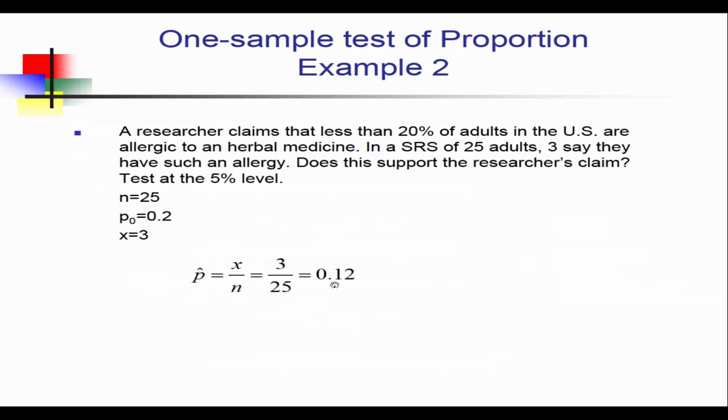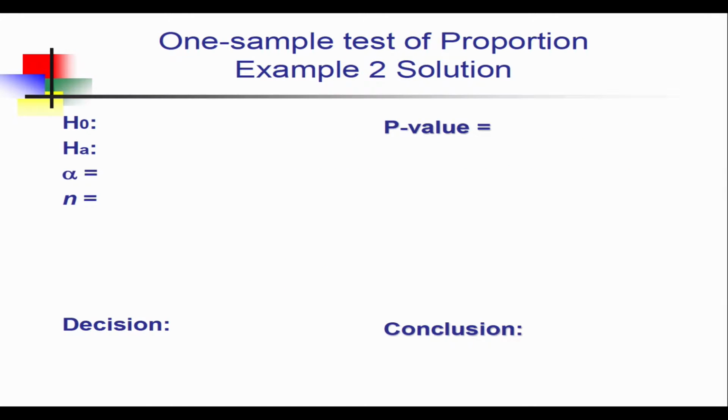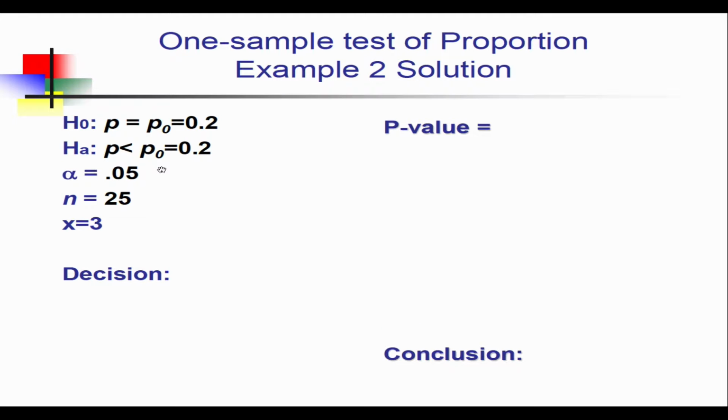Back to this example, we know we have a simple random sample of 25, and three of them said that they have an allergy. We first get p hat is 3 over 25. Then we need to put our hypotheses. The null hypothesis is P0 equals 20%, 0.2. And in our alternative hypothesis, we let P less than 0.2. Okay?